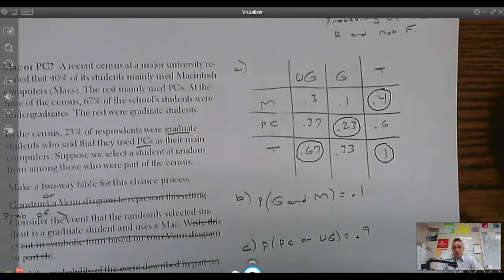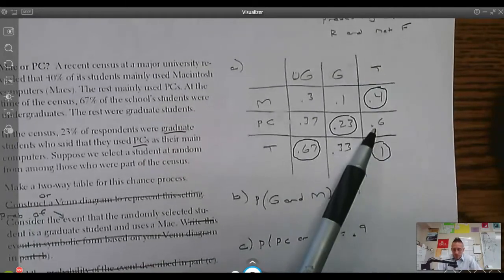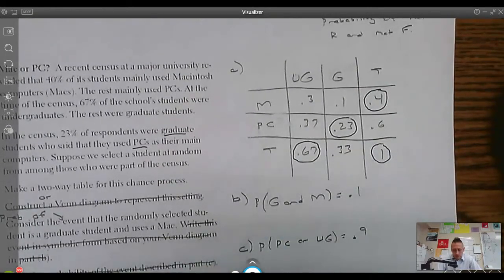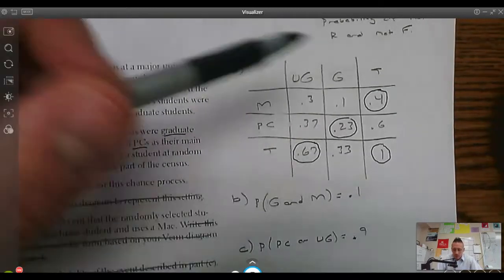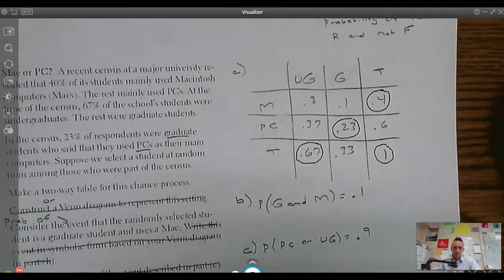Again, you notice me changing the decimals from percents to decimals. So at this point, I can fill in the complement. 33% of people are grad students. 60% of people use a PC. And you can fill in the rest of these numbers just using some simple math. In part B, they want you to find the probability that a randomly selected student is a grad student and uses a Mac. So intersection, grad student and Mac, 0.1.